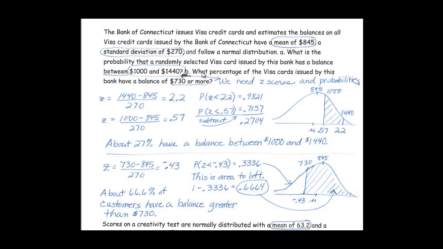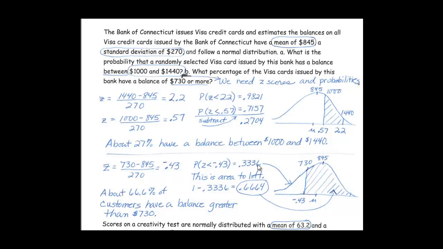Okay, so our next part: what percentage of Visa cards issued by this bank have a balance of 730 or more? We're going to do that second part down here, and that's pretty straightforward. We've done this before, just the z-score formula, data value minus the mu, and we come up with negative 0.43. We try to find the probability that is associated with a z-score of negative 0.43. We come up with, on our chart, 0.3336.